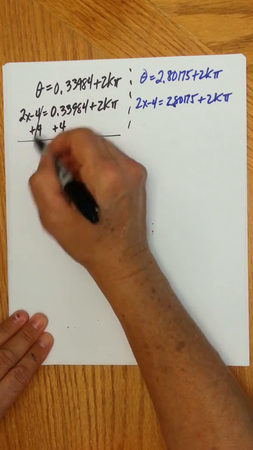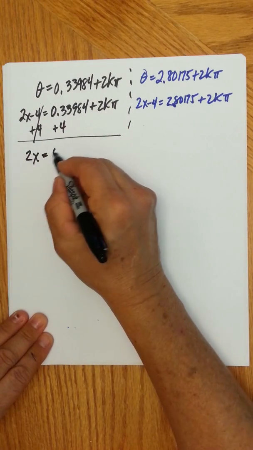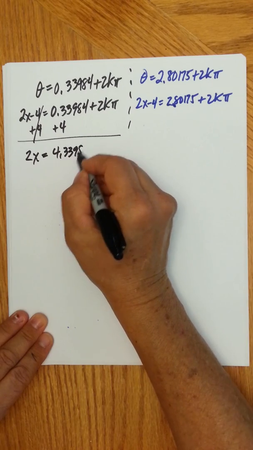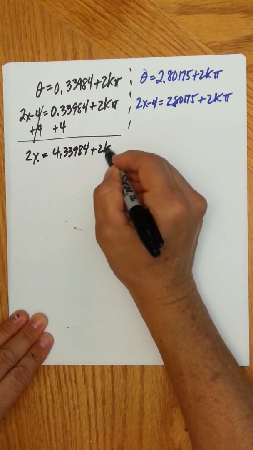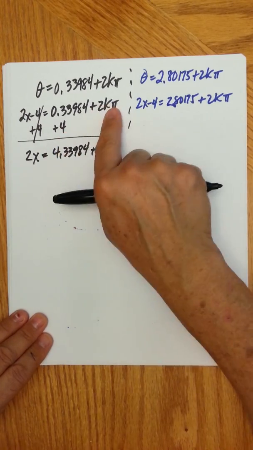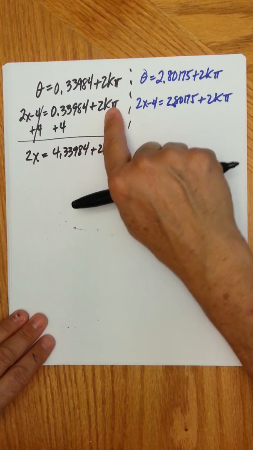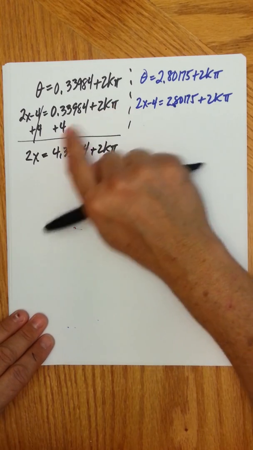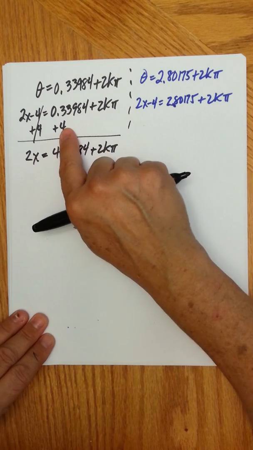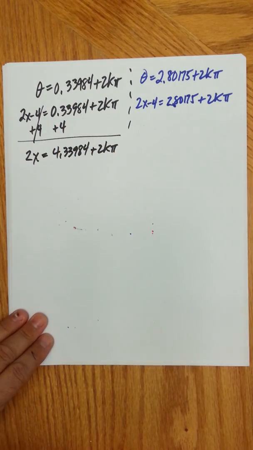Okay, so here you have 2x equals 4.33984 plus 2k pi. Now, why did the 4 not affect the 2k pi? Well, because k is a variable. You have to add like terms. This isn't 4k, it's just 4, so you can add numbers with numbers.